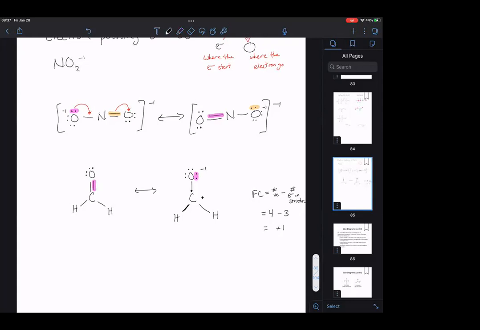So I can represent this by moving that pair of electrons up onto that oxygen atom, right? I'm grabbing that pair of electrons that was in that bond and pulling them up so that they're associated only with that oxygen.